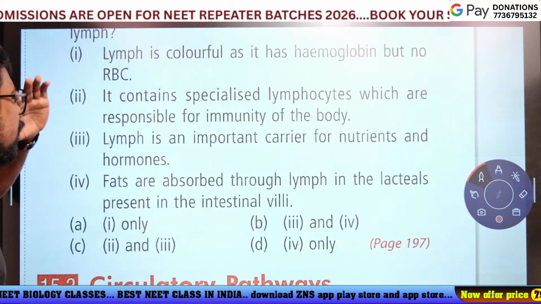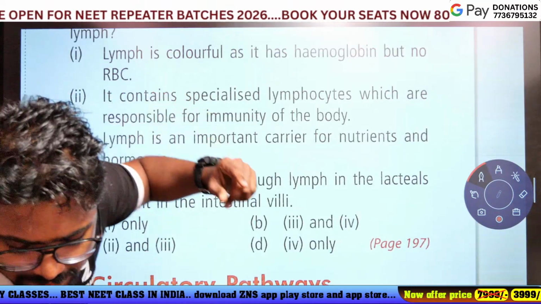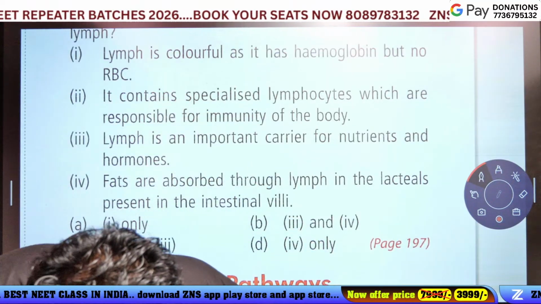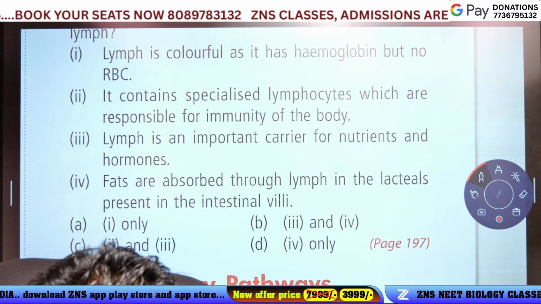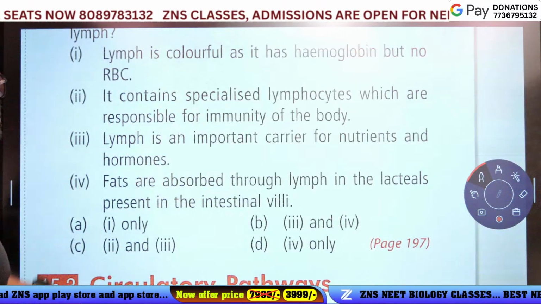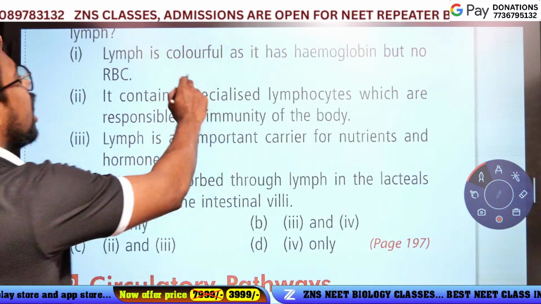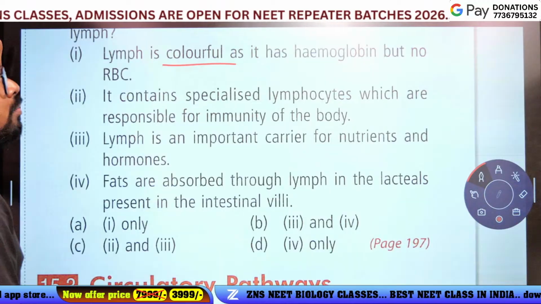Okay, ready? We are going to the questions. Which is the answer? The statement: the lymph is colorful as it has hemoglobin.